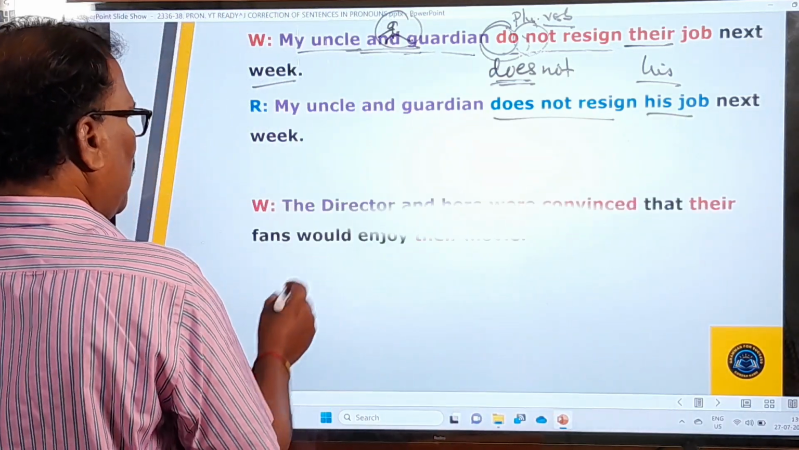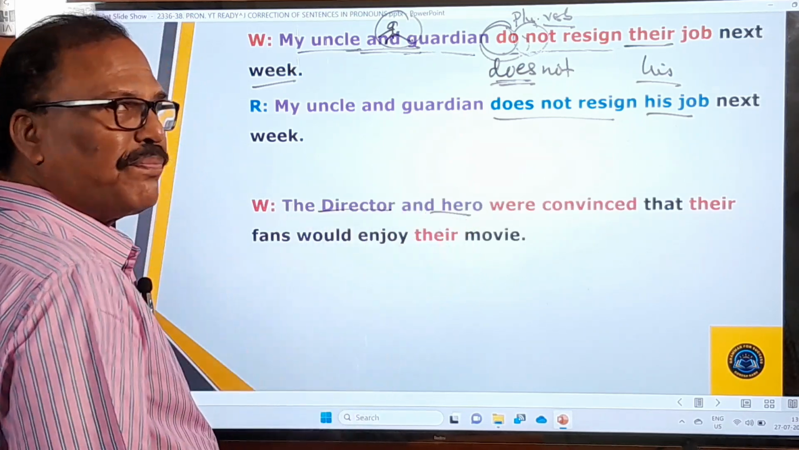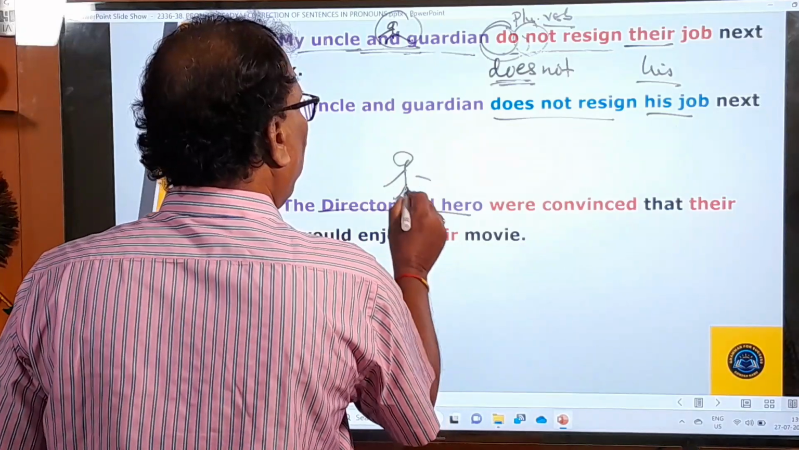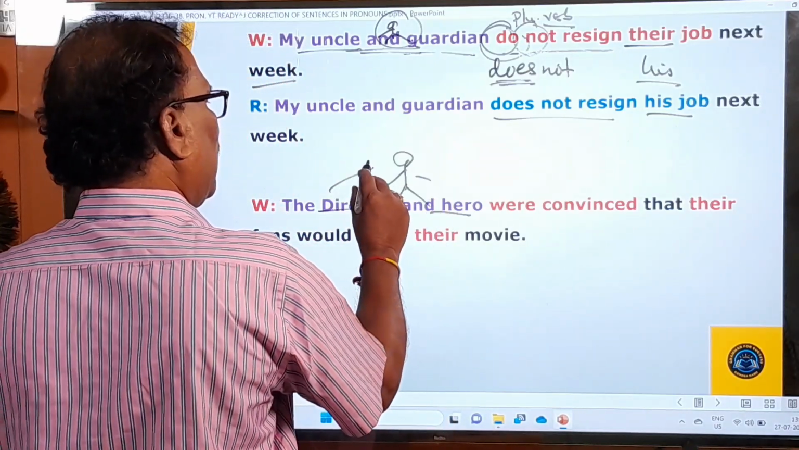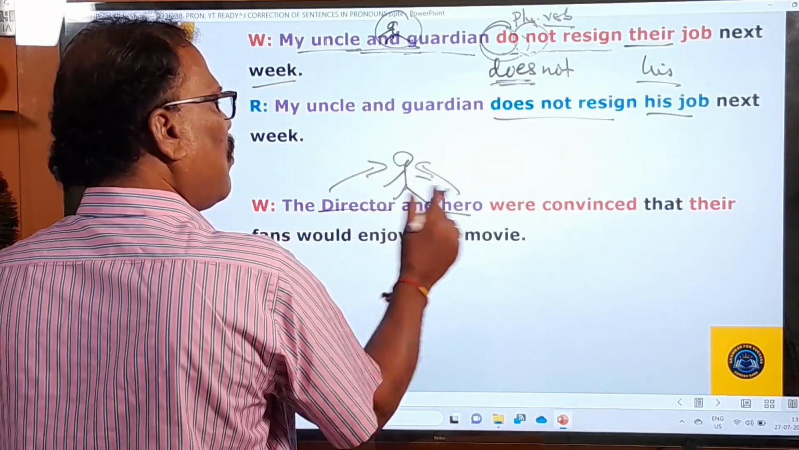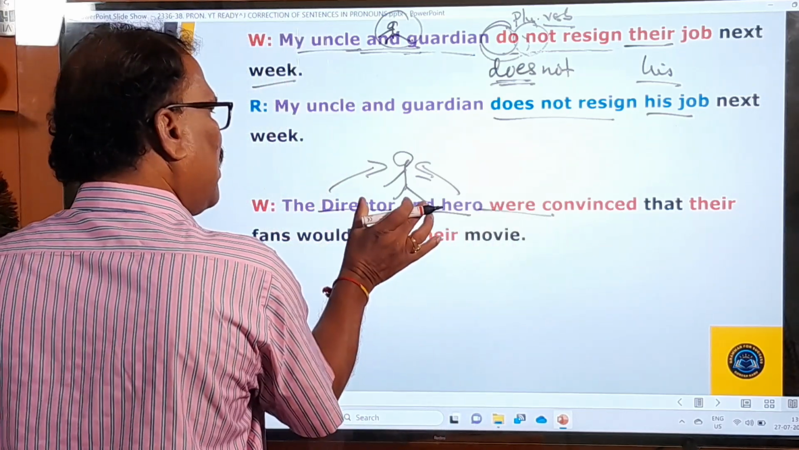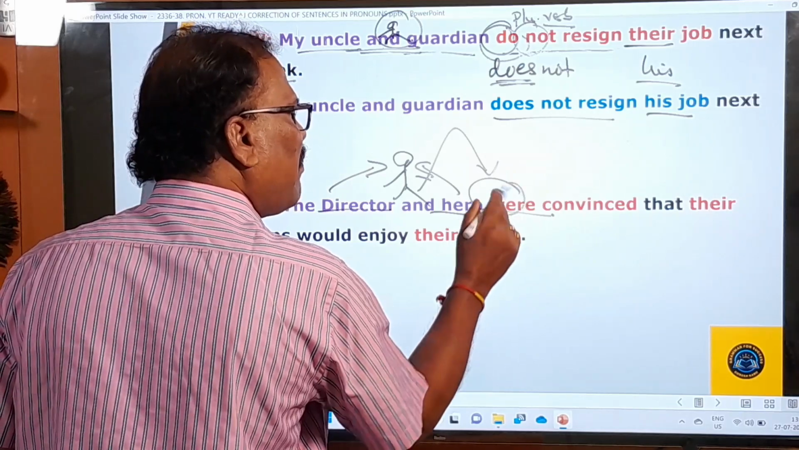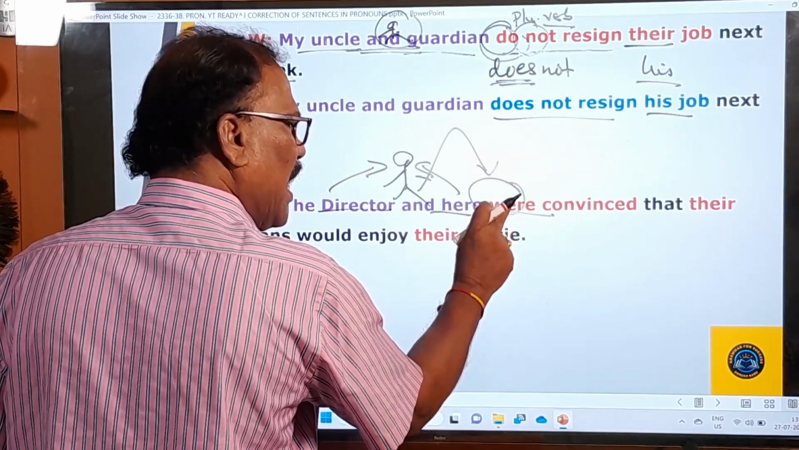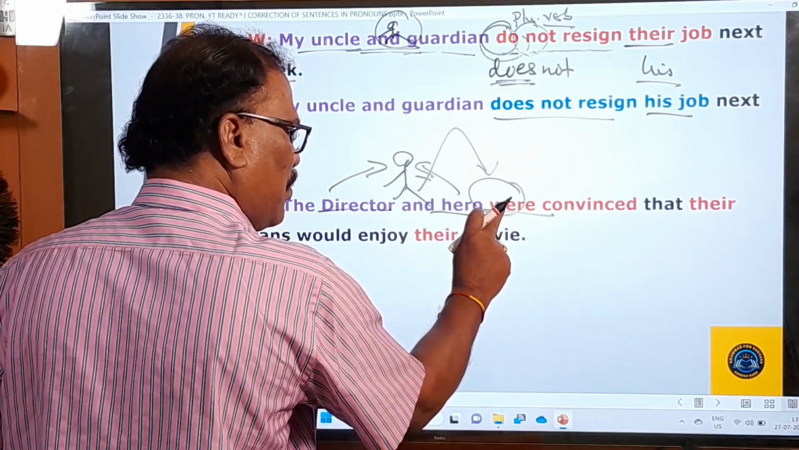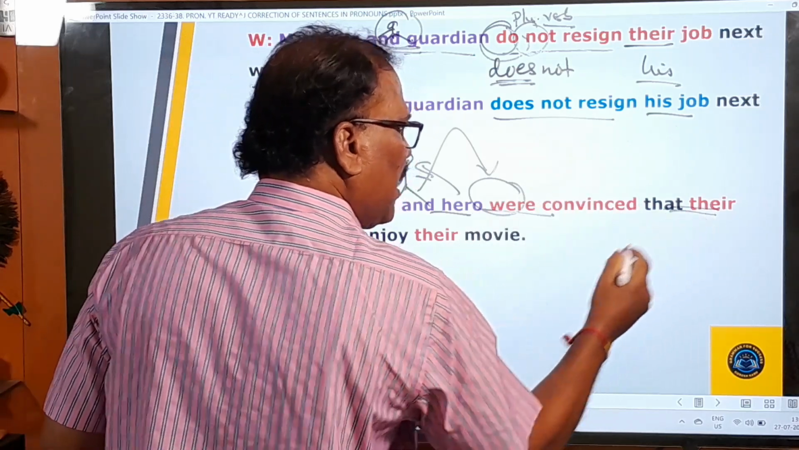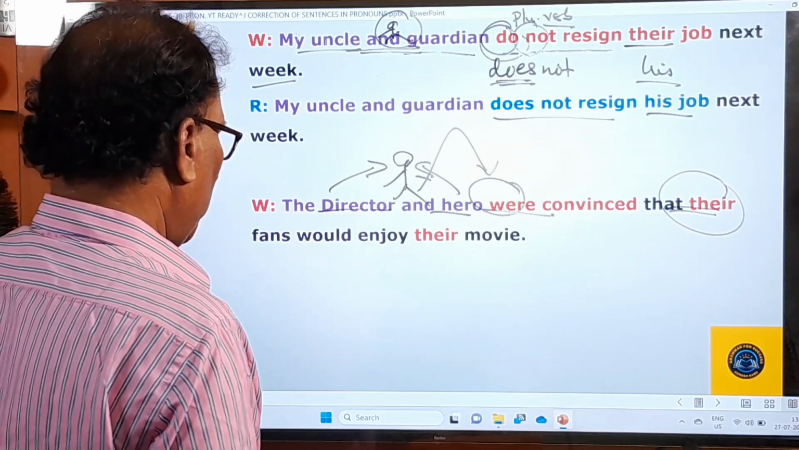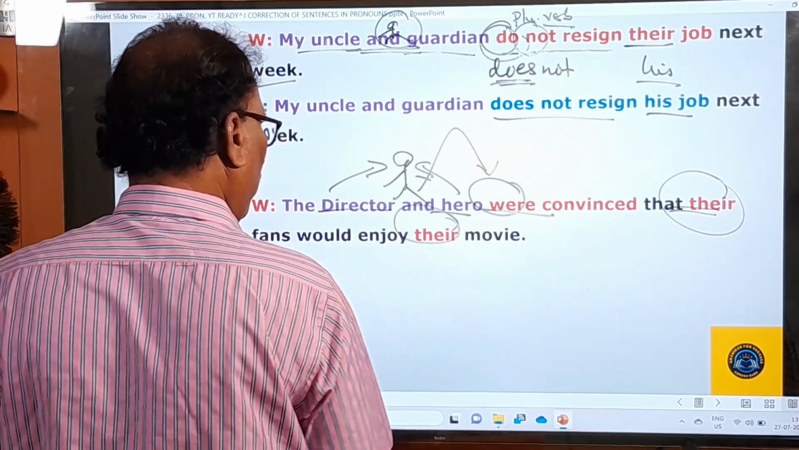Right. And one more example. The director and hero. Director and hero both are one, not separate. Okay. Director is this person, hero is the same person. So "were convinced" is wrong. When this is one person, it means one subject. One subject means automatically there must be a singular verb. But here a singular helping verb must be there, but here "were" is used. And here a singular pronoun must be used, but here a plural pronoun is used.